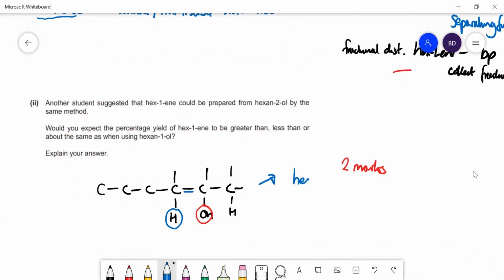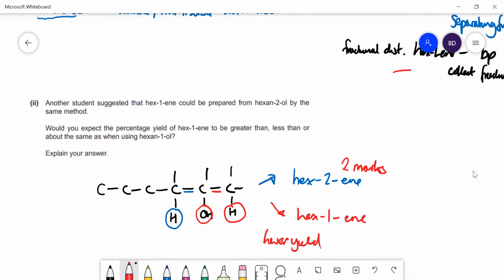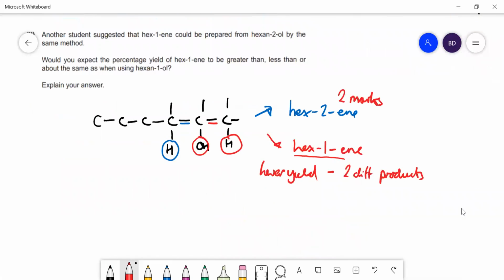You're going to get hex-2-ene, right? Whereas if you remove the red one, you get the double bond there. If you remove that one, you get hex-1-ene, and so you are definitely going to get a lower yield with hexan-2-ol, because you can form 2 different products. So you're certainly going to get probably only half as much, whereas with hexan-1-ol, there's only one possible product, which is of course hex-1-ene. Okay, so that is the answer to that question.